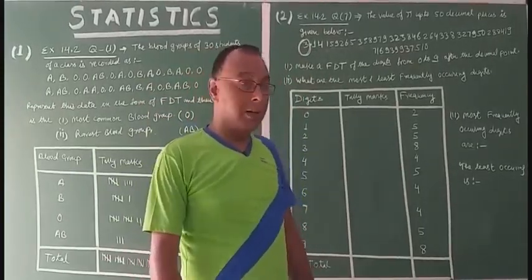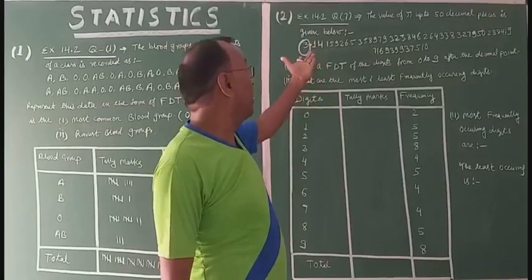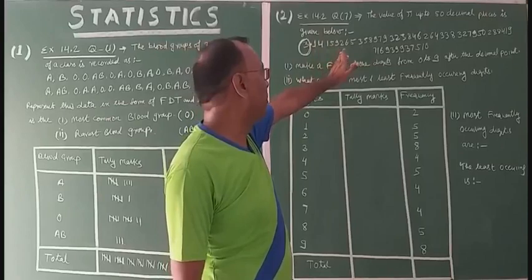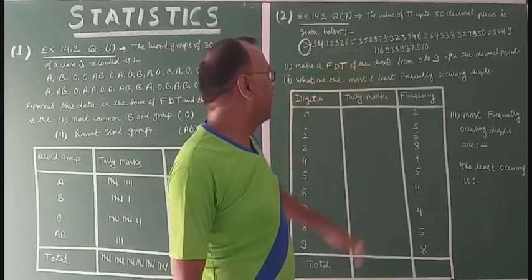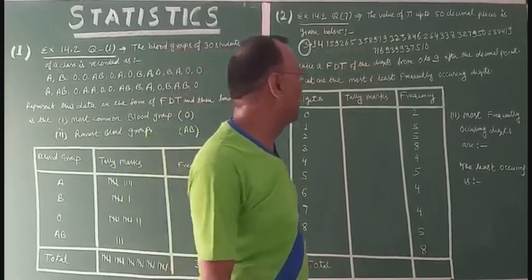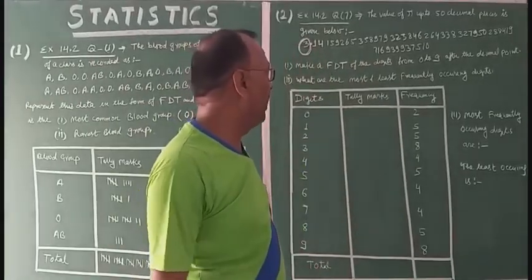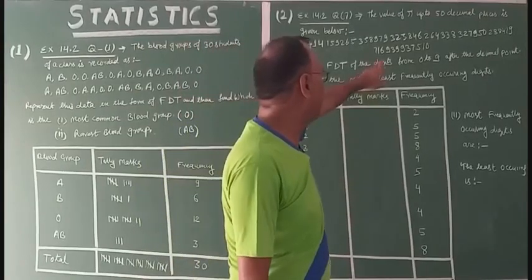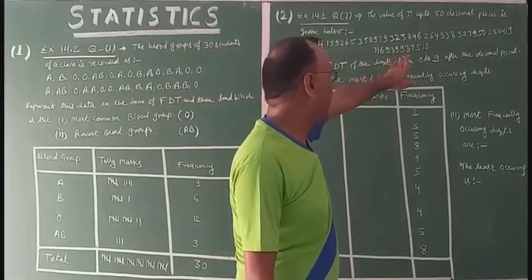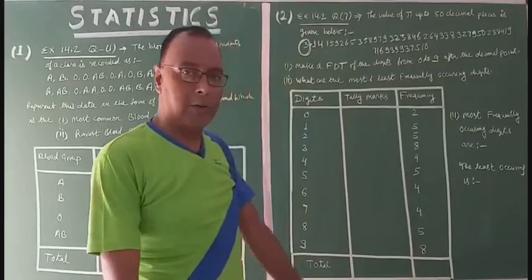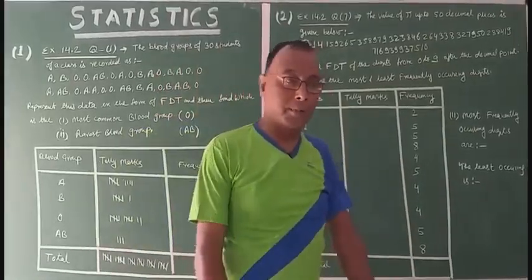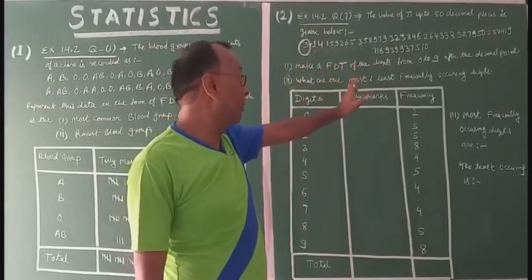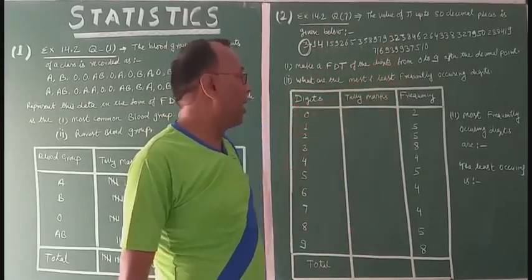So when you divide, you will get such kind of decimal expansion like 3.14159265358979323846264338327950288419716939937510. This goes up to 50 decimal places. So the question is this: make up an FDT, frequency distribution table, of the digits from 0 to 9 after the decimal point.